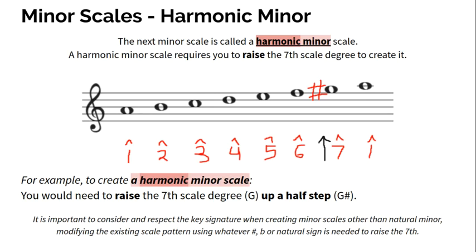It's important to consider and respect the key signature when creating minor scales other than natural minor, modifying an existing scale pattern using whatever sharp, flat, or natural sign is needed to raise the 7th. So harmonic minor doesn't get its own particular key signature. Rather, it's something that you kind of throw into the music as a form of flair to adjust the scale as the music goes on. We don't have a particular harmonic minor key signature.